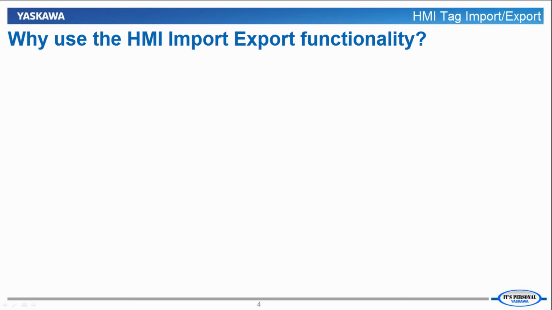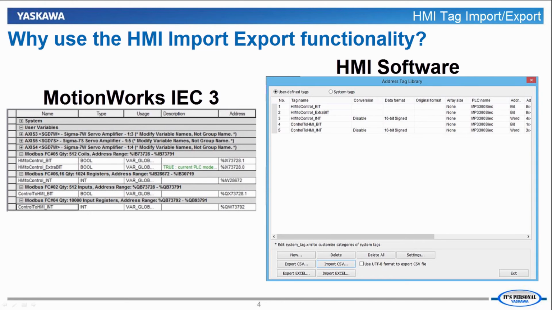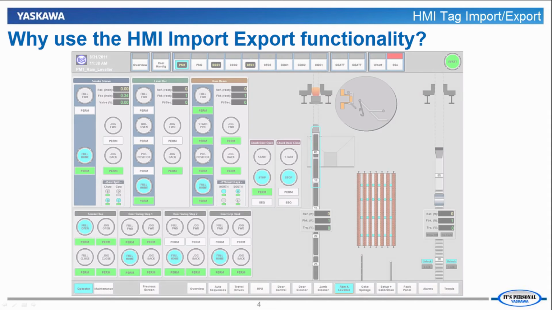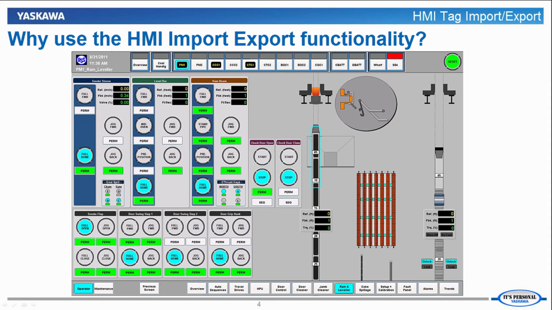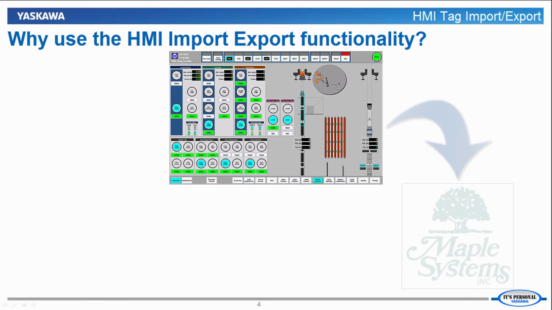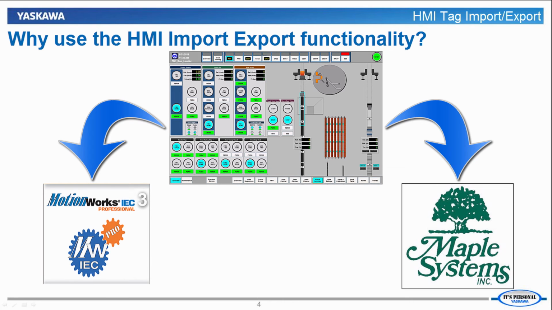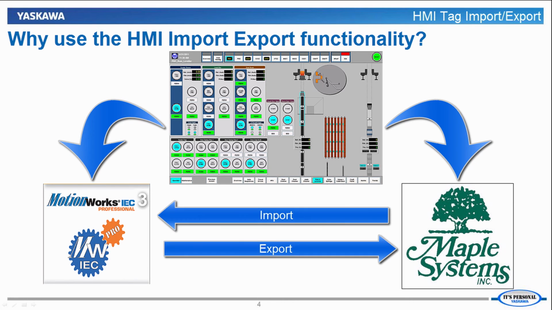Now you may be wondering why this function is needed, and in truth, for the example project, it wasn't because there were only a few variables. But let's say that our project had upwards of 100 to 200 variables. Each variable and address would have to be added into both the HMI software and MotionWorks IEC. With the import-export functionality, time needed to set up the HMI is cut in half, which results in less time being spent creating variables and addressing them.